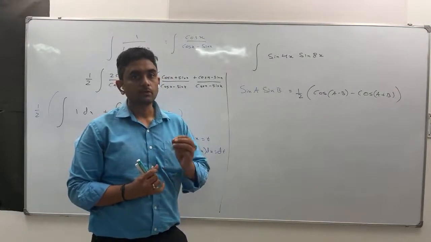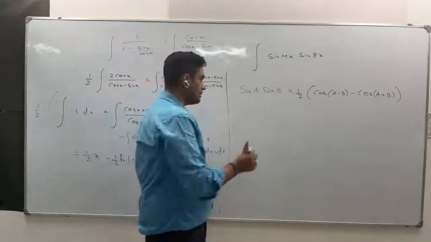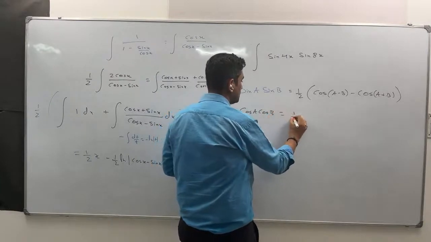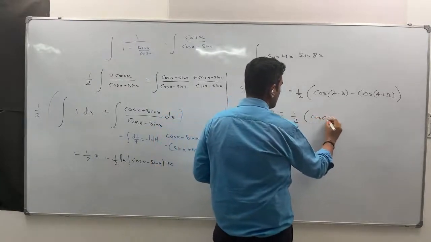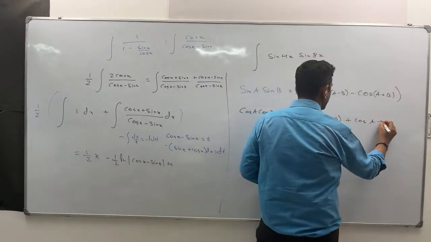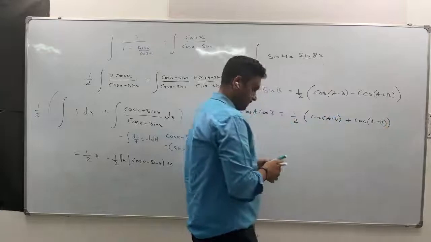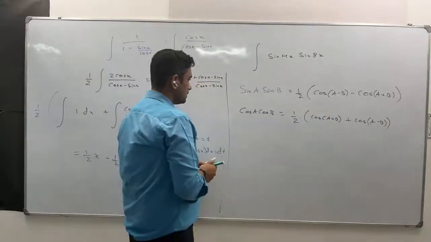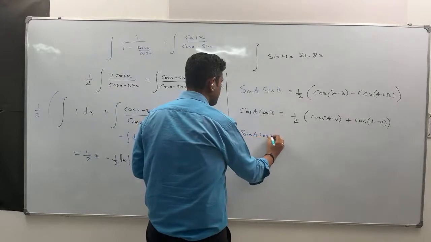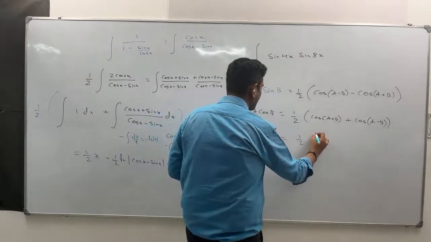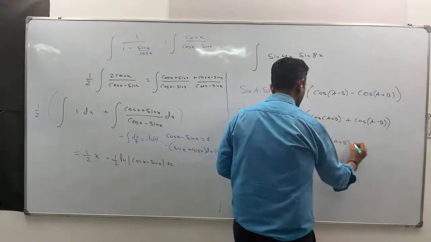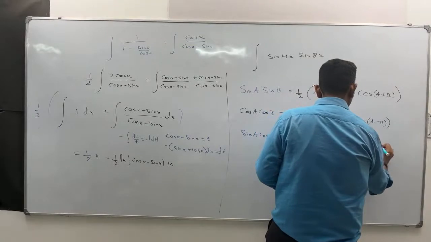So this exercise is based on these kinds of formulas. Similarly, if you have cos A cos B, the formula will be half of cos of A plus B plus cos of A minus B. And if you have sin A cos B, then it will be half of sin of A plus B plus sin of A minus B.